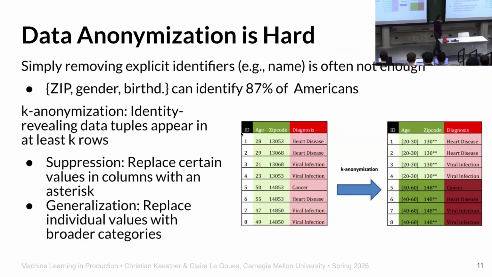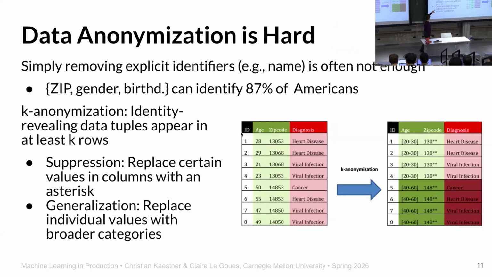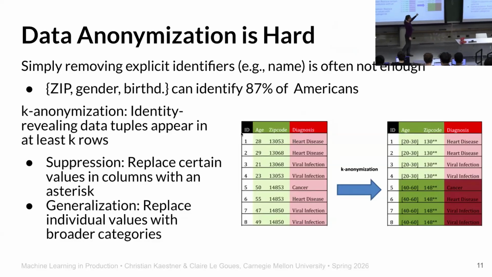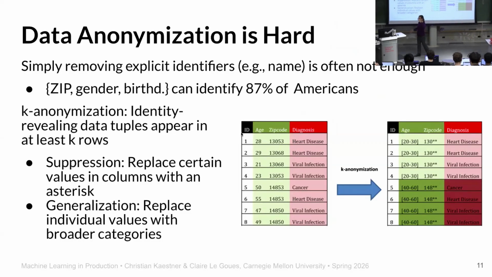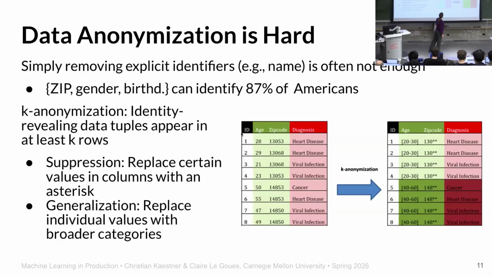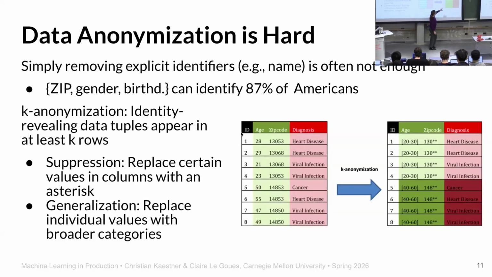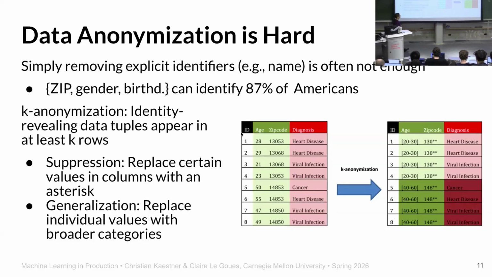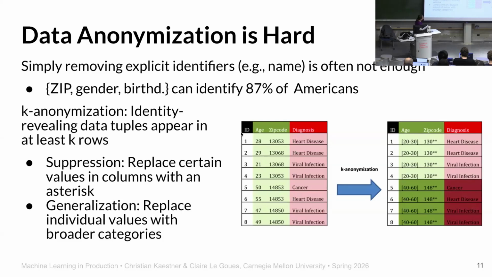There are different strategies to achieve k-anonymization, which concerns how many rows you need to look at to de-anonymize things. And two basic strategies are to replace certain values in columns with an asterisk, or to replace individual values with broader categories. So in this case, we might replace the zip code with just the prefix. That would help you achieve certain kinds of k-anonymization. I don't know what k would be on this particular spreadsheet.